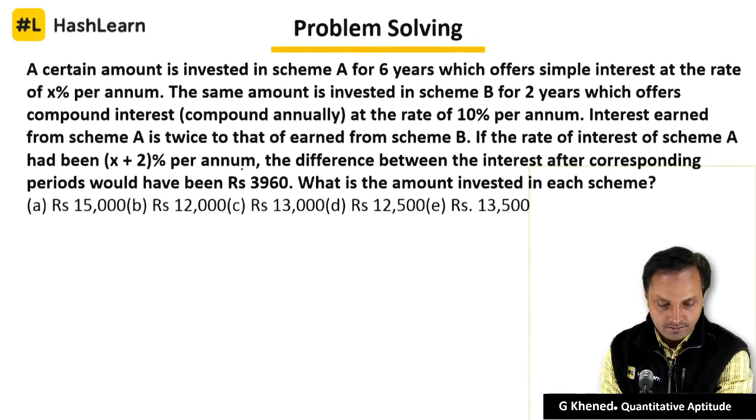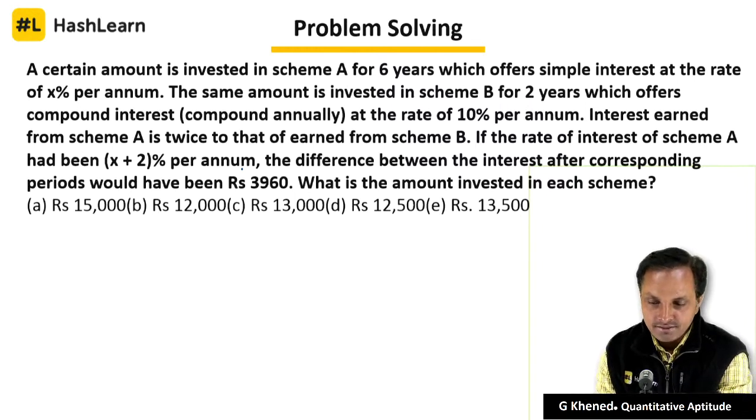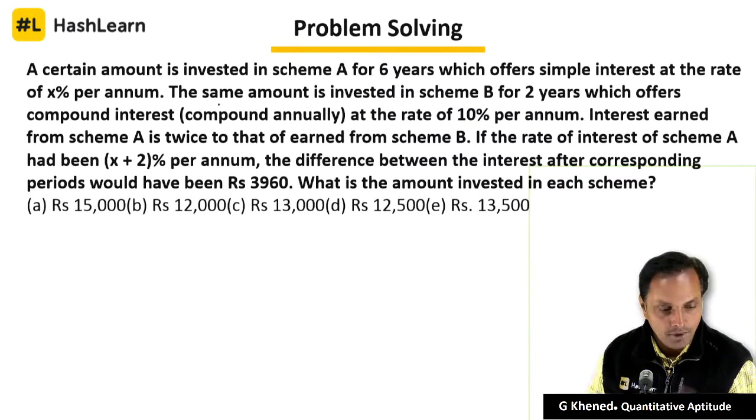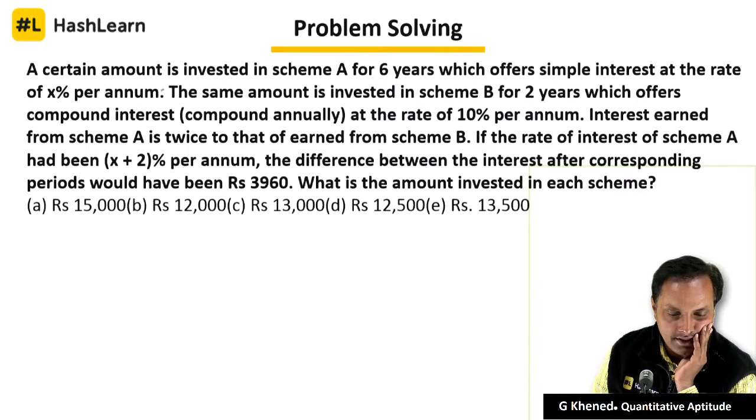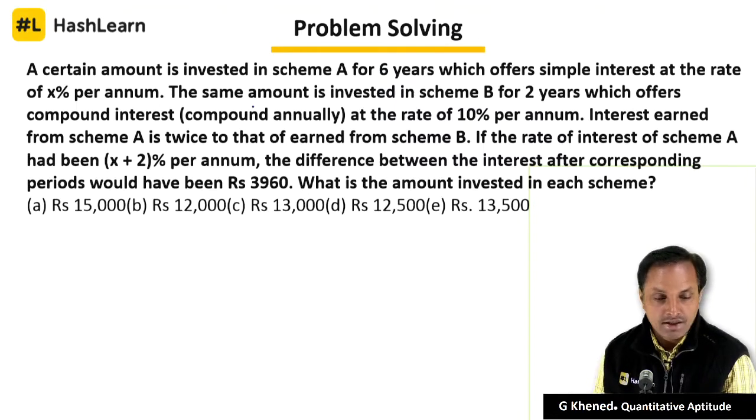Let us go to the next problem. It is a little lengthy question, so be careful while understanding the problem. A certain amount is invested in scheme A for 6 years which offers simple interest at the rate of X% per annum. The same amount is invested in scheme B for 2 years which offers compound interest compounded annually at the rate of 10% per annum. The interest earned from scheme A is twice that earned from scheme B.